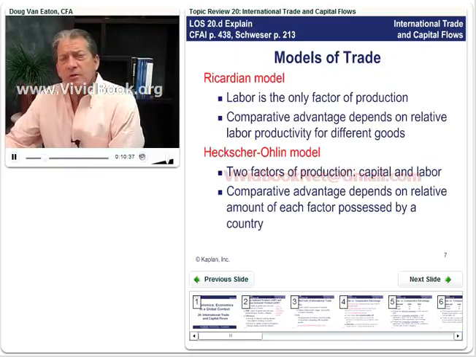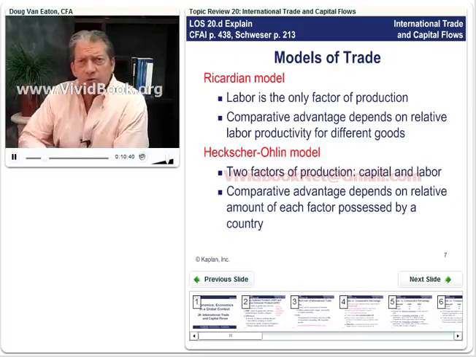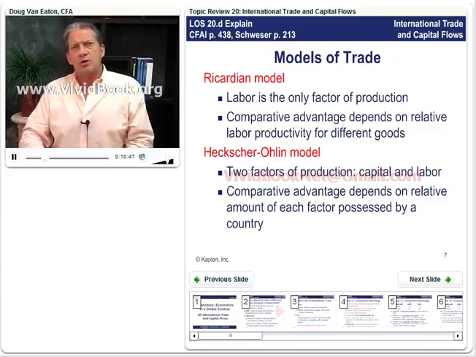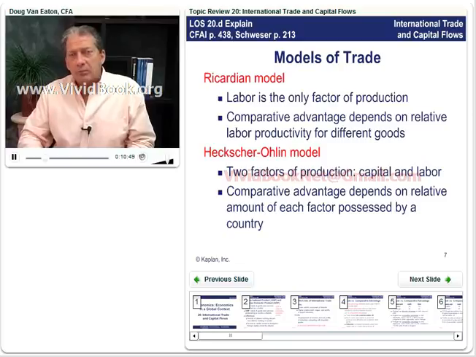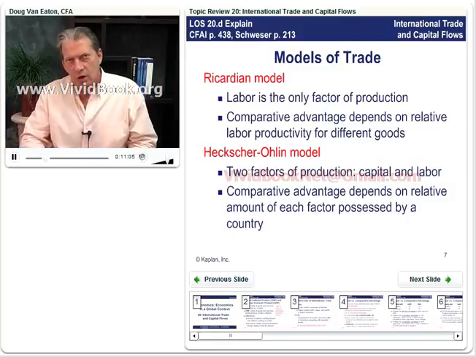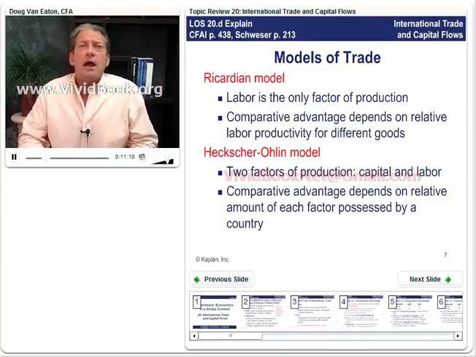Okay, so here's some models of trade that kind of build on that. This Ricardian model is like the one we just looked at. Labor is the only factor of production in the Ricardian model, named after the economist Ricardo. Comparative advantage depends on the relative labor productivity for different goods. Well, that's what we just saw. Okay? So, simple model from the olden days, that's the Ricardo model, or at least his model's consistent with that example.